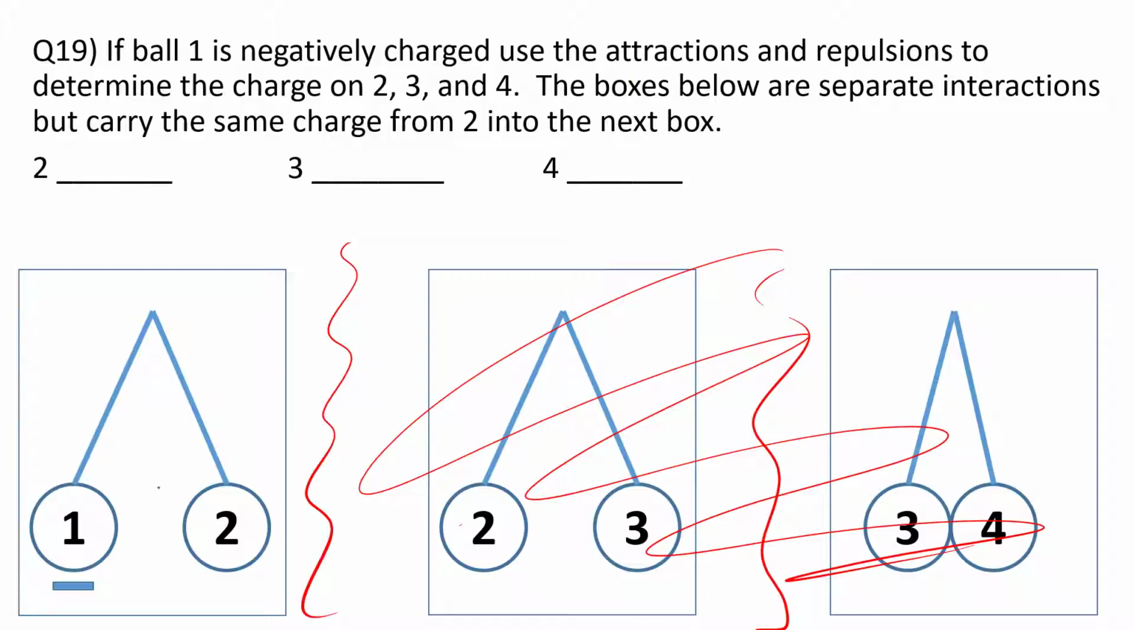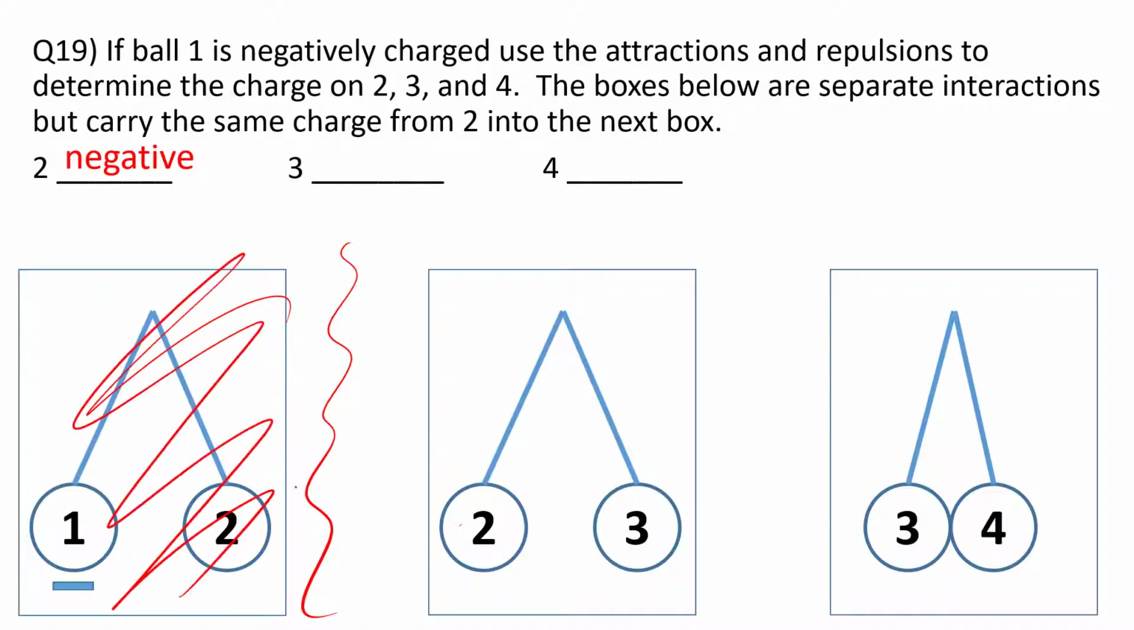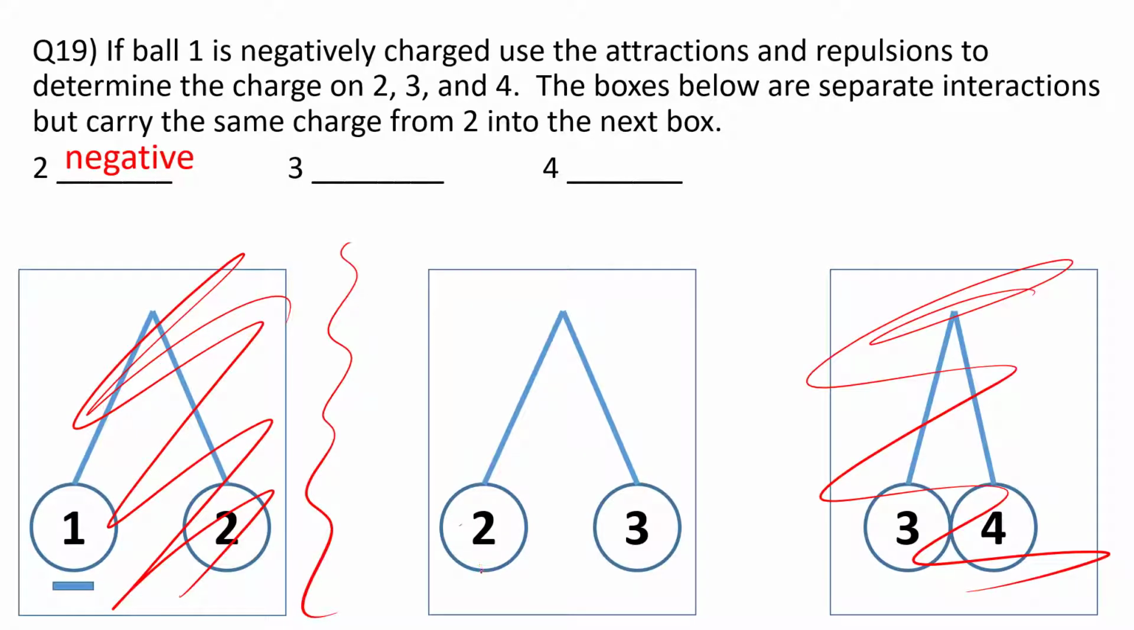If the first ball was charged negative and it was repelling, see how they're pushing away from the second ball? Well, what charge would the second one be? And that would be negative. So now let's ignore that first situation altogether. We know that this is negative based on what we said before. Well, if that is negative and it's repelling 3, what must 3 be? And 3 would also be negative.